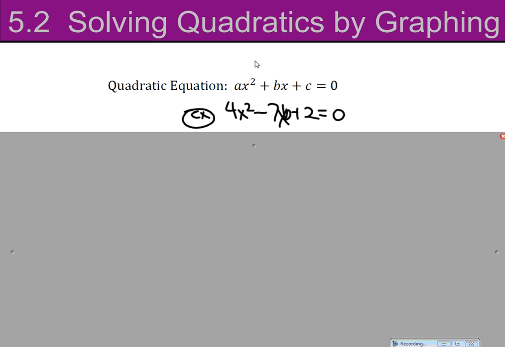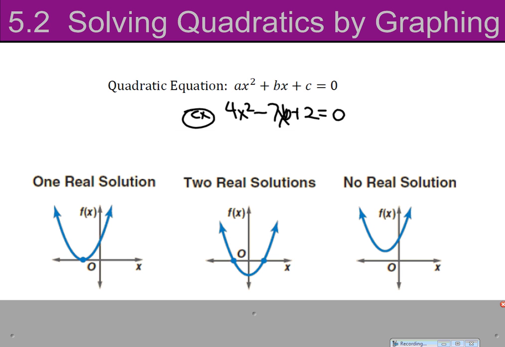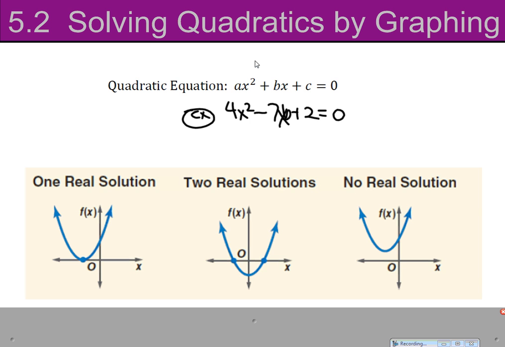Now, when I graph a quadratic equation, one of three things can happen. What I'm really looking for is where it crosses the x-axis. That is what is considered a solution. I can touch it once, which is what you have on the left-hand side. I can cross it twice, which is what you have in the middle. Or I can never touch it, and if that's the case, then we call that no real solution. We'll talk about what's an unreal solution later.